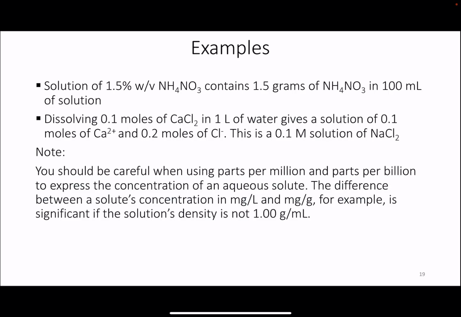So I want to spend just a couple minutes going through some examples, because I think it's worth doing this a little bit practically. When you get into the lab, you're going to have to do some calculating of concentrations.